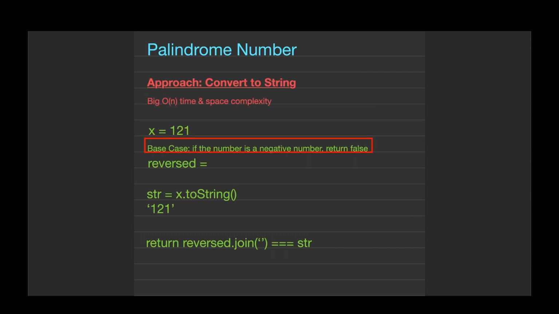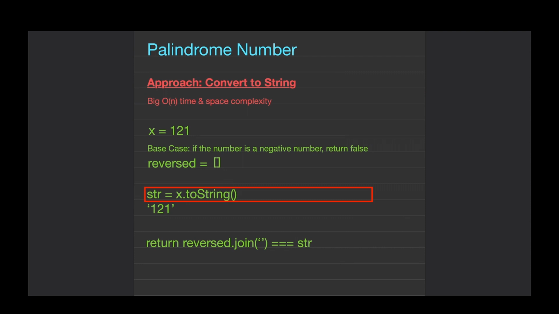First, we'll set up a base case that returns false if the input is a negative number because a negative number cannot be a palindrome number. Next, we'll initialize a variable called reversed with an empty array as its value. Then we'll convert our number input to a string with the built-in toString method.